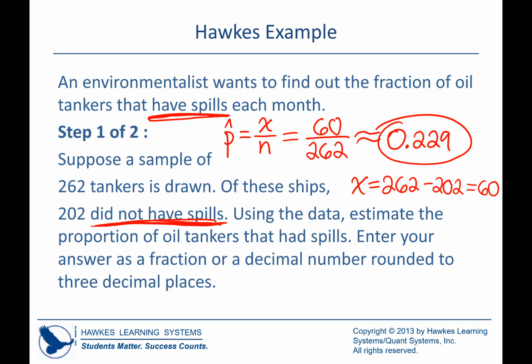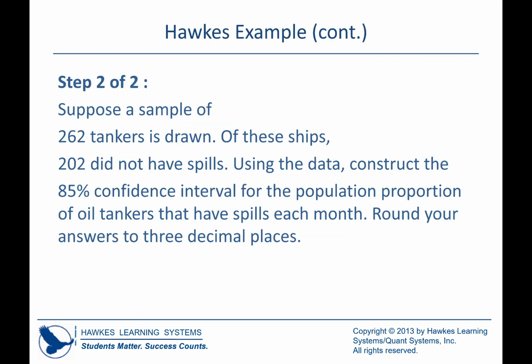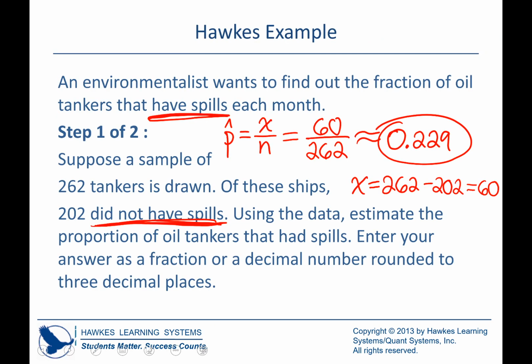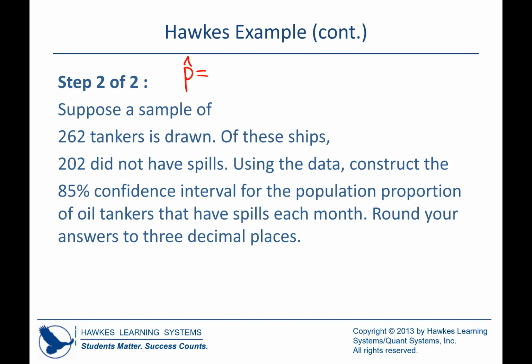And then step 2 is going to get us to finish out making the interval. Step 2 gives us the same information, but this time it says construct the 85% confidence interval. So we had 0.229, and we're going to need that. Then it says we want 85% confidence, so we can get our critical Z that way. Critical Z here is 1.44 off of our little table.